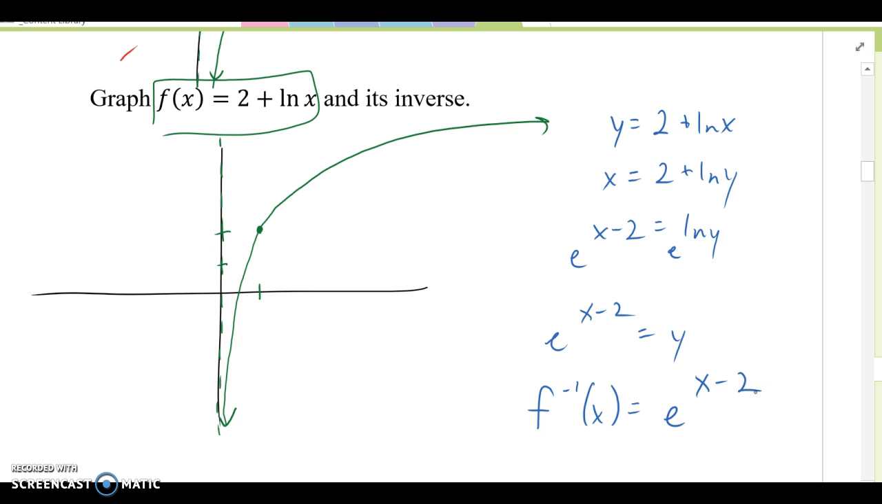So our original e to the x function is now shifted 2 to the right. So our original natural log function was shifted 2 up. Our exponential function is shifted 2 to the right.